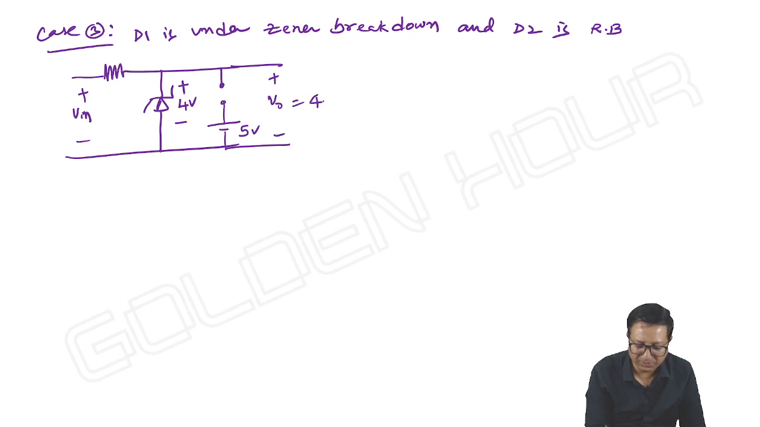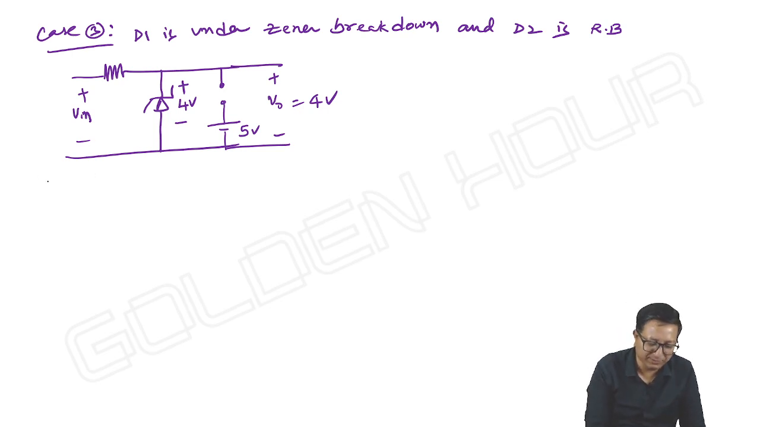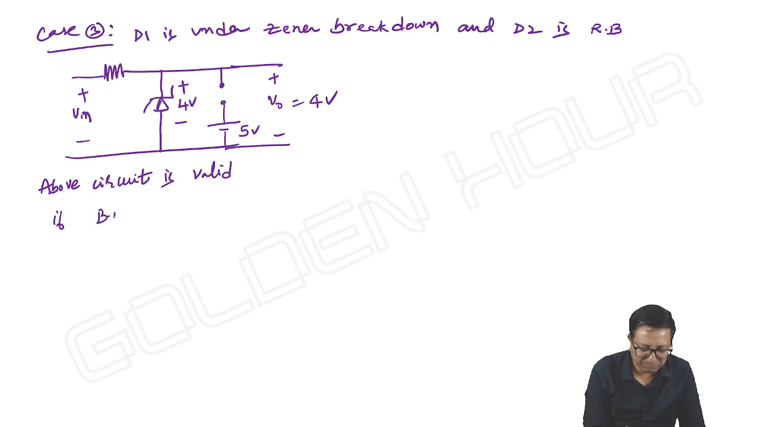So what is the output, friends? 4 volts. Okay, it looks like this circuit is valid for input greater than breakpoint 2 and less than breakpoint 3. Just I'm writing it. We'll see what are all the things possible. Above circuit is valid if breakpoint 2 less than V input less than breakpoint 3.